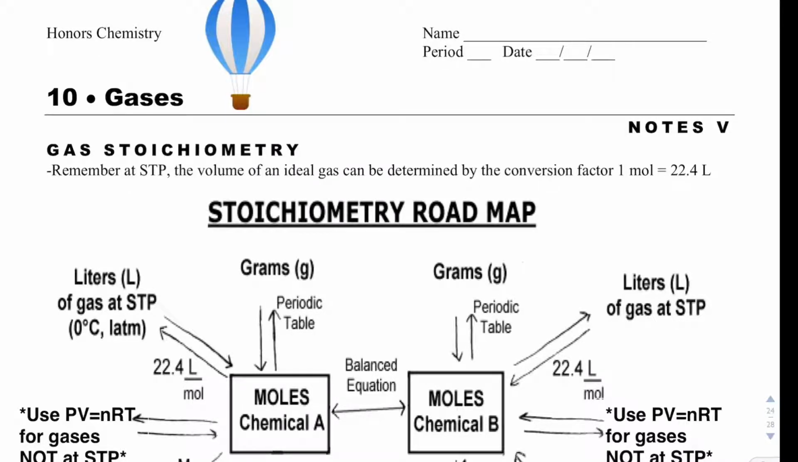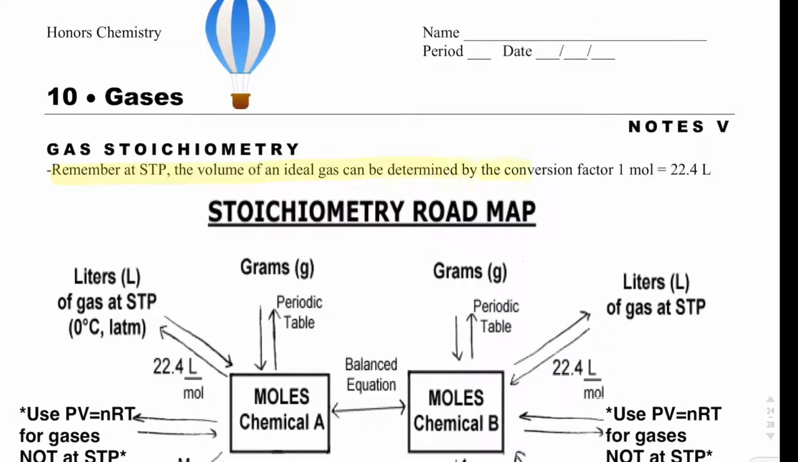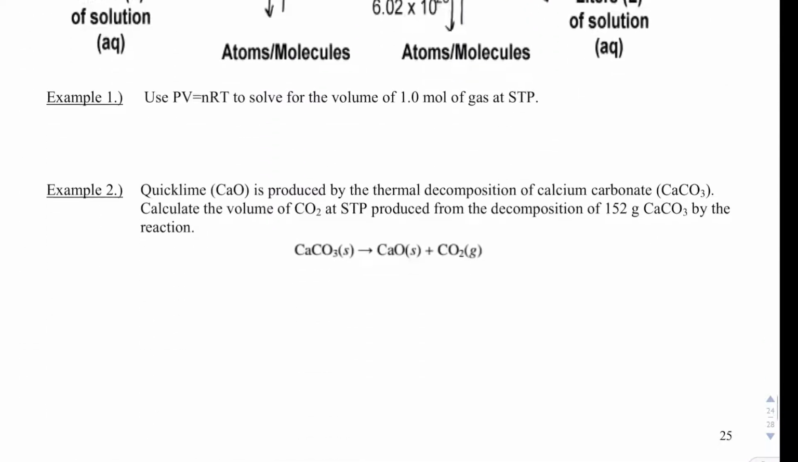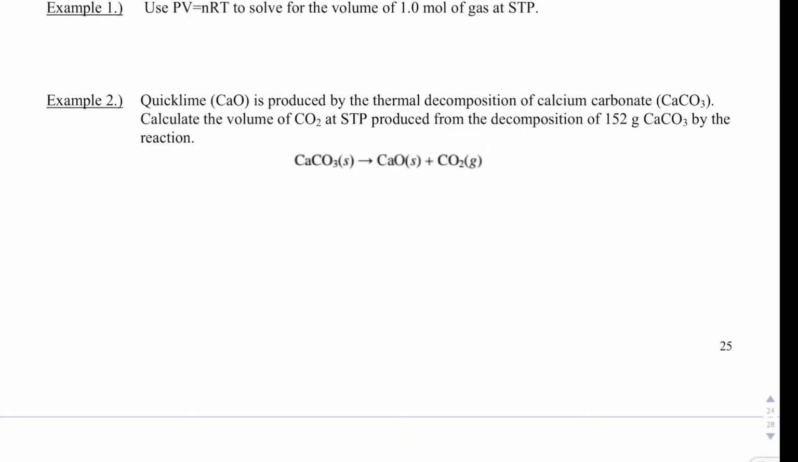In this video, we will discuss how to solve stoichiometry problems involving gases. Now, you've probably done a lot of these, because at STP, the volume of a gas can be determined with the conversion factor that 1 mole of that gas will be 22.4 liters. So, let's see where that 22.4 liters comes from.